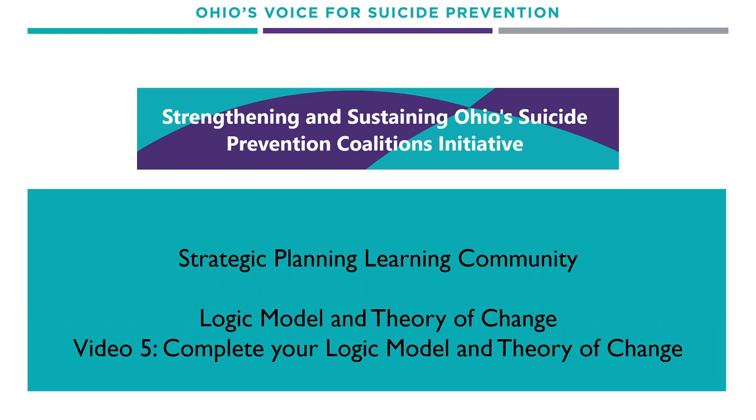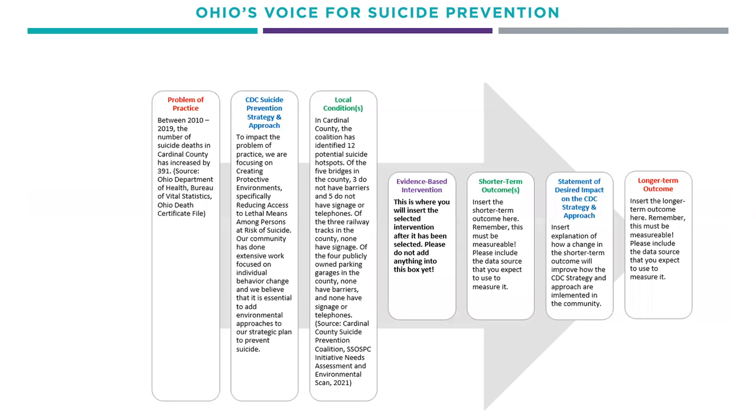In the last video, we defined our outcomes that we'll use to measure progress. And in this video, we'll cover steps 5 and 6 on the worksheet, which are completing your logic model and defining your theory of change.